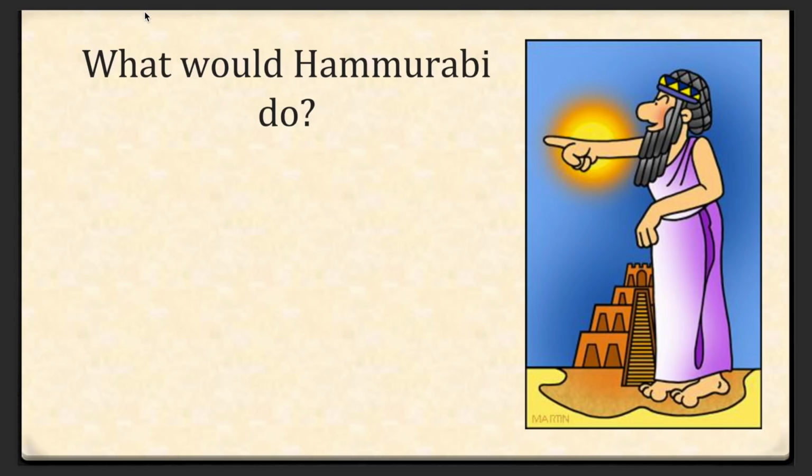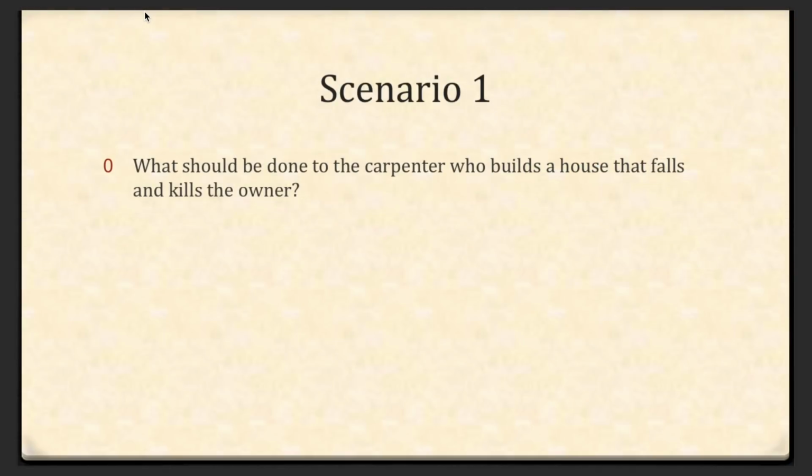So what's going to happen is I'm going to give you a scenario. I want you to pause the screen on the scenario and tell me what you think Hammurabi would do, or what would you do in this scenario? And then I'll tell you what Hammurabi actually did. So scenario 1. What should be done to the carpenter who builds a house that falls and kills the owner? Pause the screen, take a second, tell me what you think.